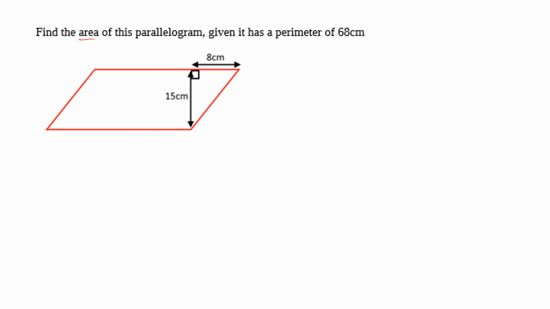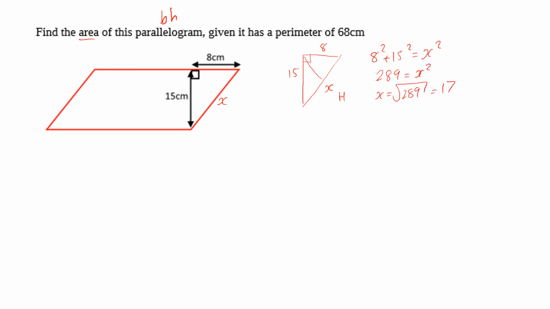Okay, and let's consider one last question involving a parallelogram. And again, we're talking about area of parallelogram. That's just base times height, by the way. Given it's got a perimeter of 68, feels to me like it would be useful to work out this side here. We've got a ready-made right-angled triangle here. So let's do that. We've got x and 8 and 15. Our hypotenuse is the x, so we're going to add to get what that is. 8 squared plus 15 squared gives me 289. So I need to square root that to get x, which ends up just being 17.